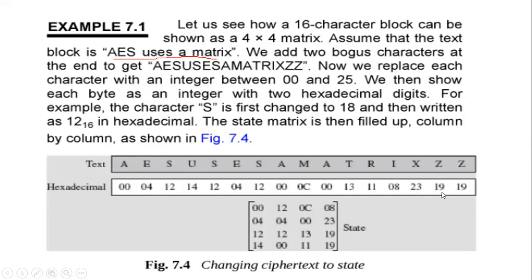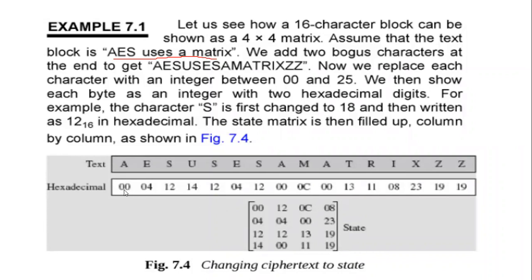Some random value is allotted. If we convert the hexadecimal 19 to decimal, using 16 to the power, it is 25. So how do we convert this block into a state?